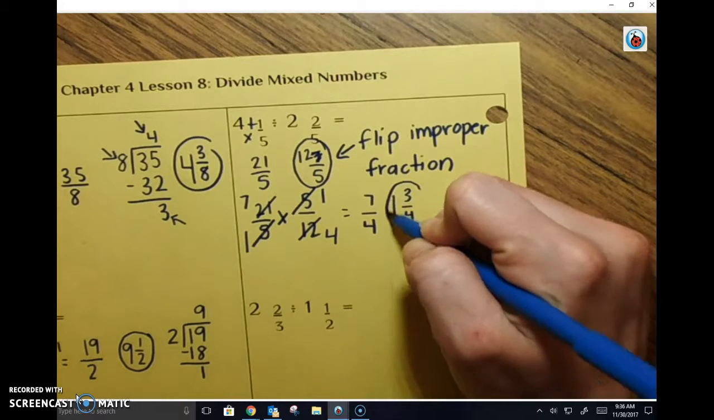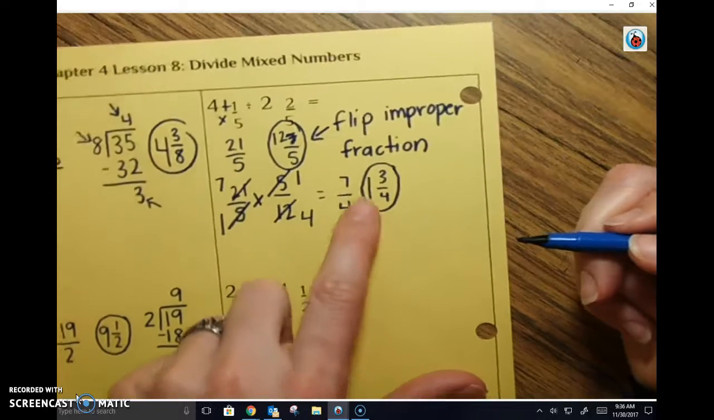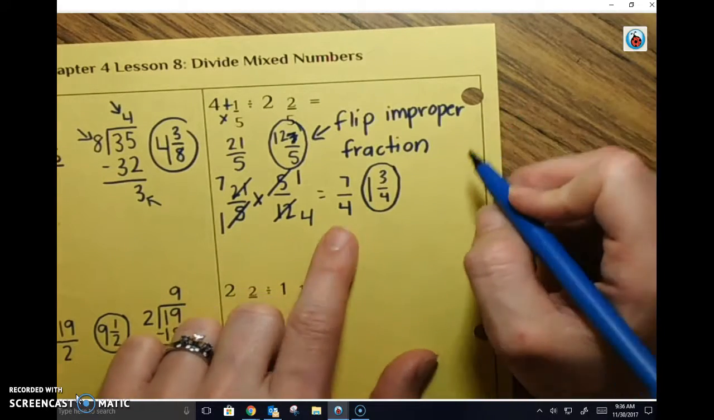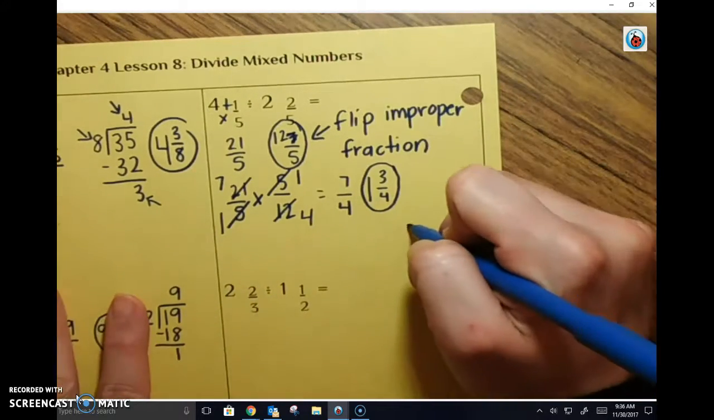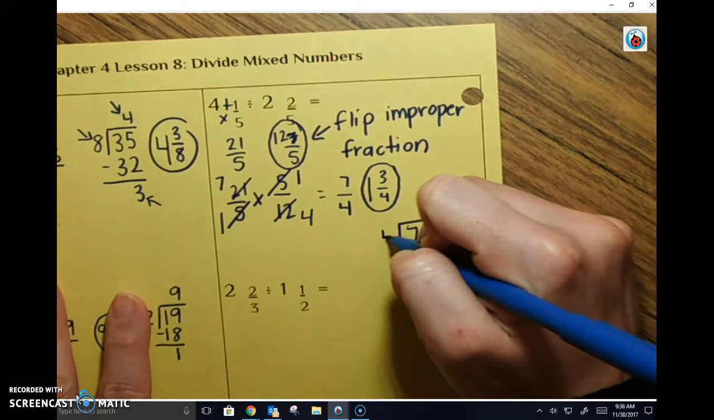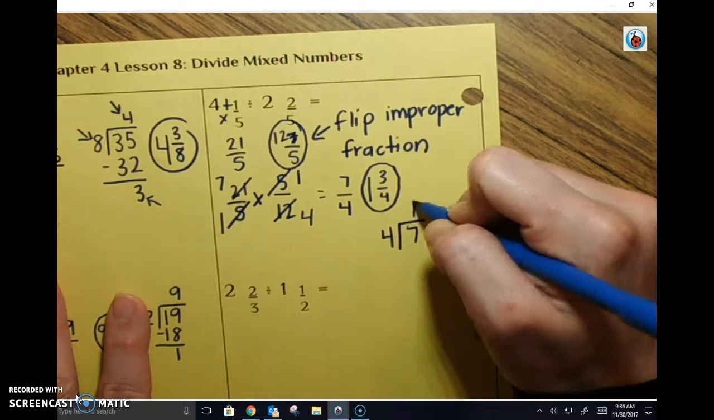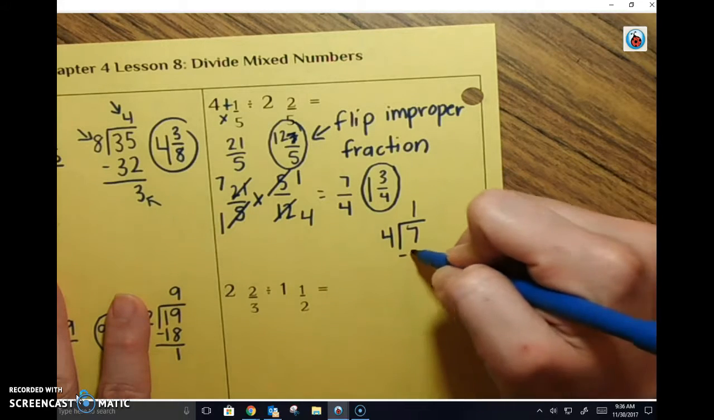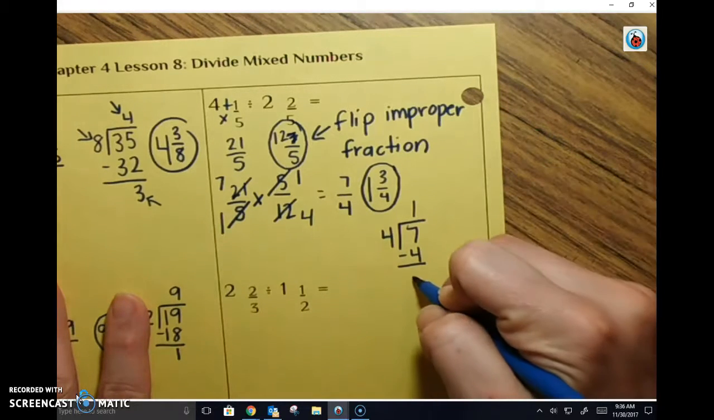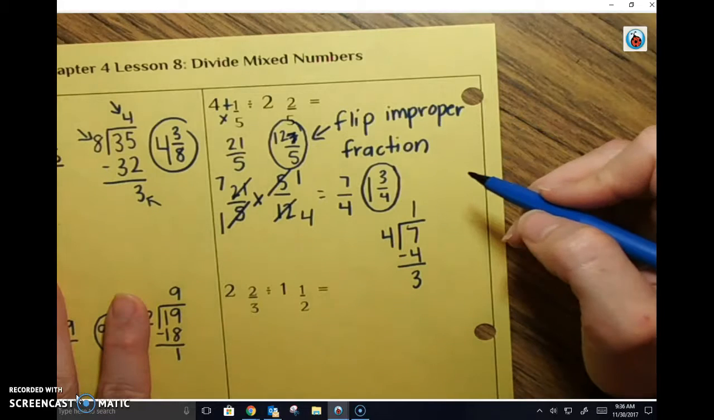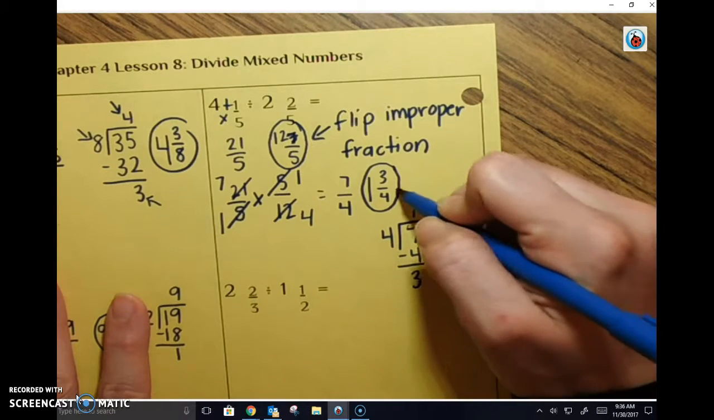Yeah. If you don't see that, you can't leave it as 7/4. Some of you have still been doing that on your homework. So 7 divided by 4. 4 goes into 7 once. 7 minus 4 is 3. So we get 1 3/4, which is that answer right there.